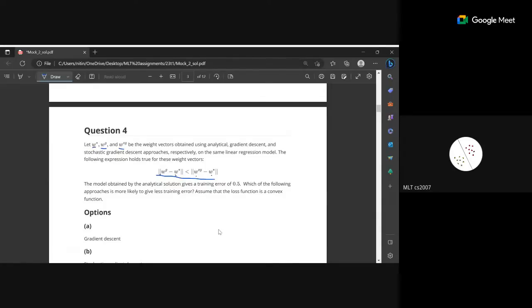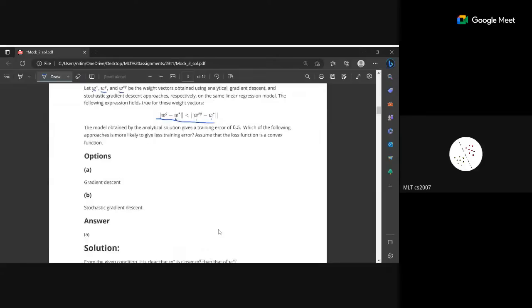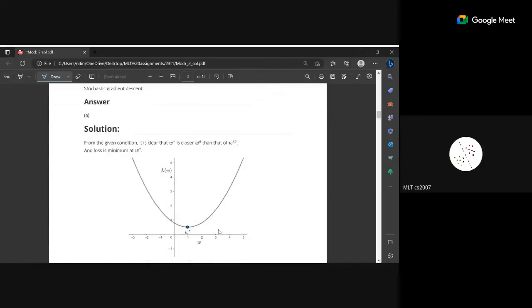If you look at this particular situation, let's say this is your weight vector and this is your loss function. In this case, your W star will be here, because W star always achieves the minimum error on the loss function. And this is the loss which is achieved by the W star. So this is your W star.